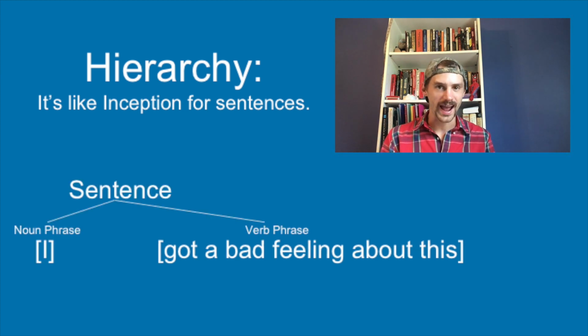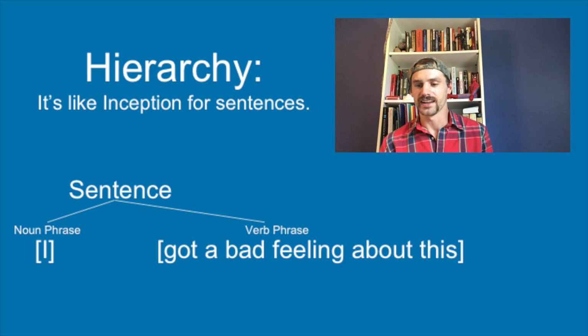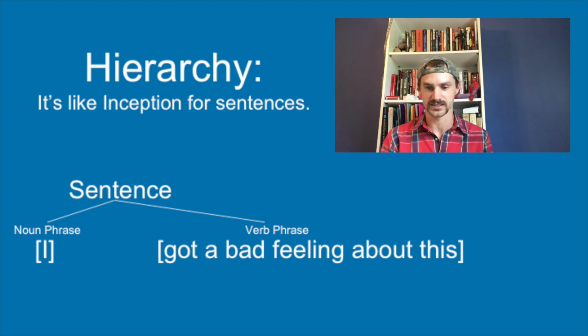Now, I know that the word I is technically a pronoun, but it's a substitute for a noun, so we're still going to call it a noun phrase. And if you examine other sentences in English, you'll find that actually all sentences are composed of at least one noun phrase and one verb phrase. So that's why we're calling it a noun phrase even though it's a pronoun. It's a generalization that allows us to make our rule simpler.